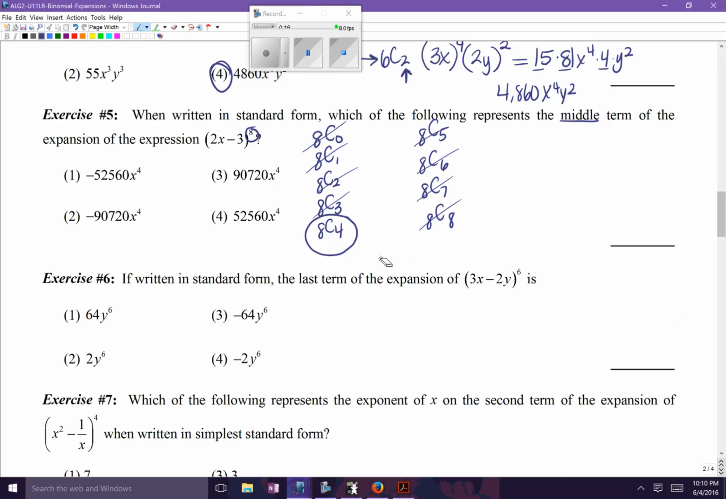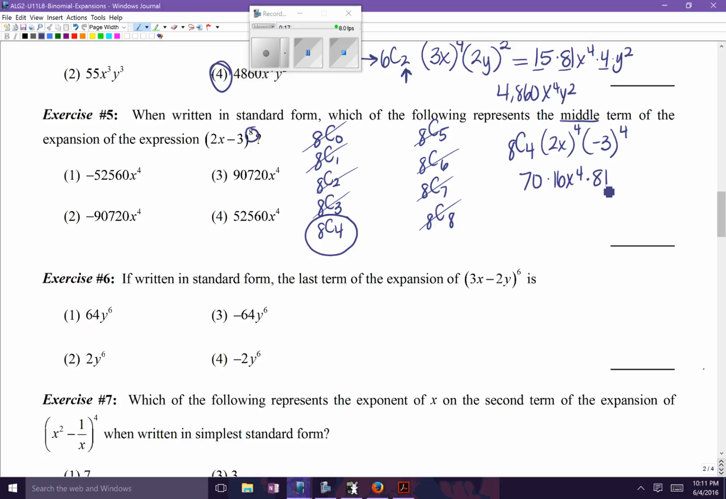thorough, I'm going to do my work over here. So I have 8 choose 4, I have 2x, and I have a negative 3. Again, I know that this value here is this exponent. 4 plus what totals 8? Well, this has to be a 4. The value of 8 choose 4 is 70. 2x raised to the 4th: 2 to the 4th has a value of 16, x to the 4th. Negative 3 raised to the 4th power is 81.